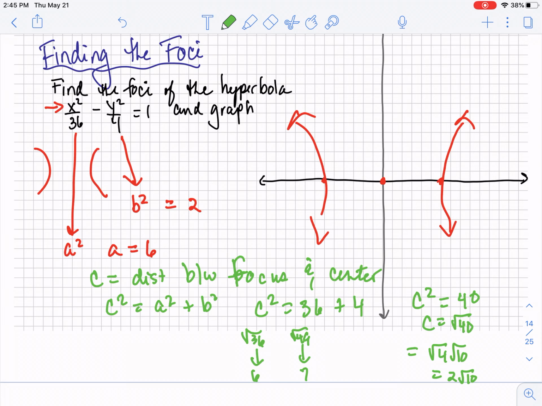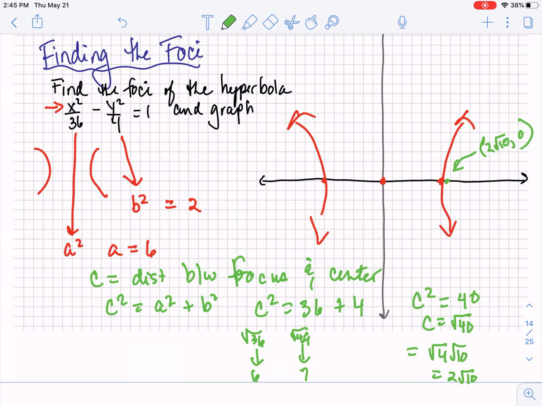I don't know for sure because I don't have a calculator on me, but I'm pretty sure it's about that. So it's 6.4 about. So think about it. Foci would be, here's 6. 6.4 is maybe right around there. So this is one focus point, and that point right there is the point 2 rad 10, comma 0.